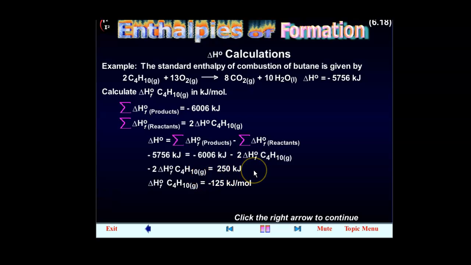HfC4H10 equals 250. Now, in order to get your C4H10, you divide both sides by negative 2. When you divide this side by negative 2, and divide this side by negative 2, negative 2 will cancel negative 2. So negative 2 into 250 will be negative 125. All right? That's where the 125 comes from.